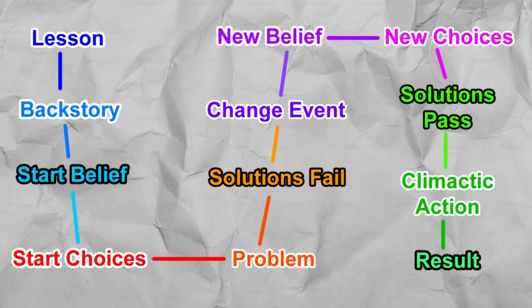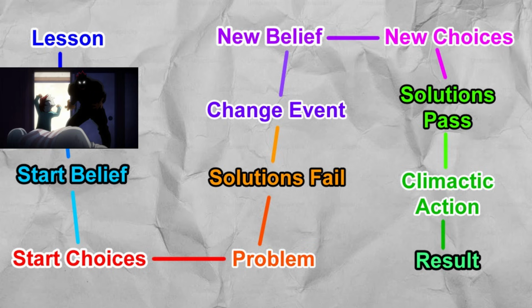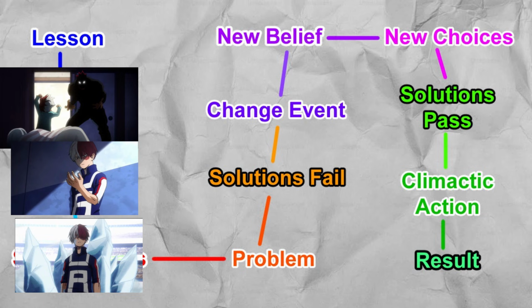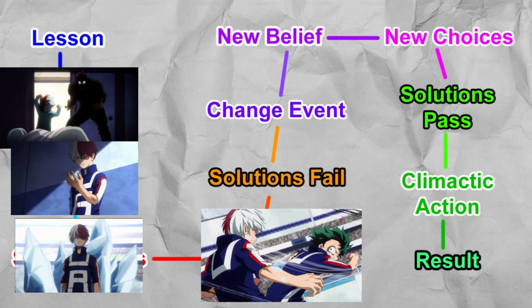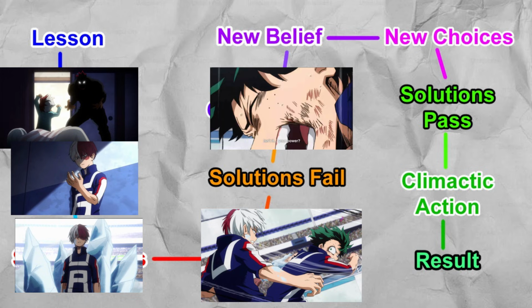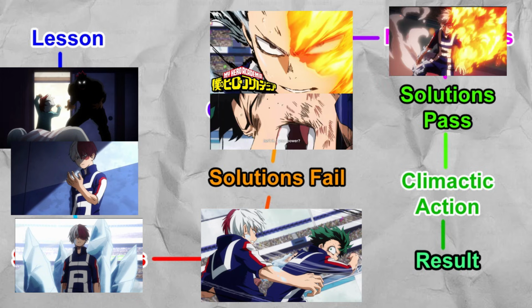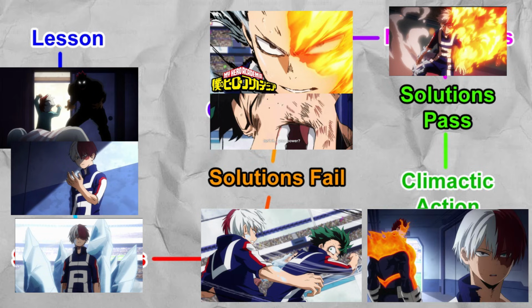Todoroki vs Deku is next. The lesson is that your powers are your own. Todoroki's backstory is the trauma Endeavor caused. His dark belief is that his powers are his father's. The choice he makes is to not use his fire. The problem he faces is struggle in combat due to limiting himself. He tries to beat Deku and fails. The change event is Deku's speech. His new belief is the lesson. His new choice is to use his fire. The solution and climactic action are his final strike. The result is that he wins the fight.